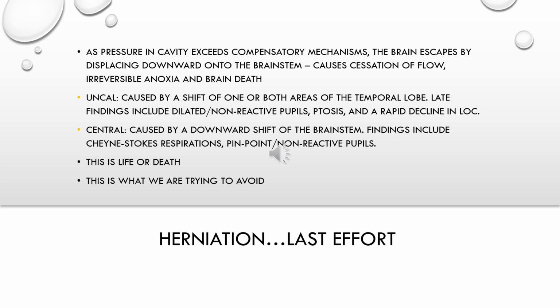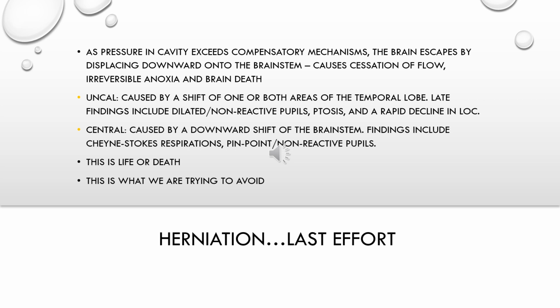So we see two main types of herniations, and this is what your book talks about, the uncal herniation or the central herniation. And you can see the difference here is the uncal, it's caused by a shift of one or both of the areas of the temporal lobe. Late findings of this include dilated or non-reactive pupils. You can have some ptosis going on and a rapid decline in your patient's LOC as this herniation is occurring.